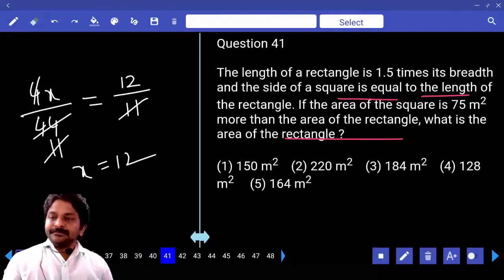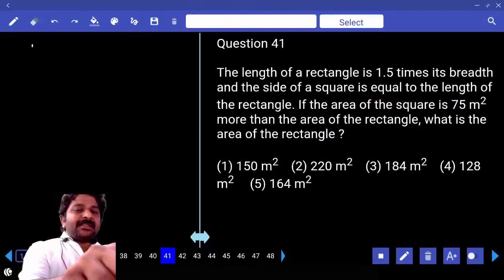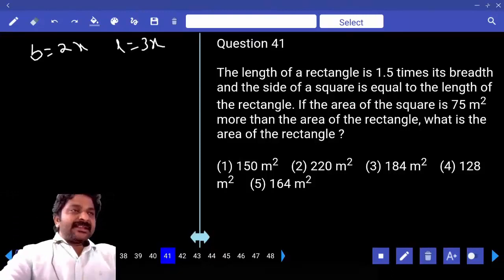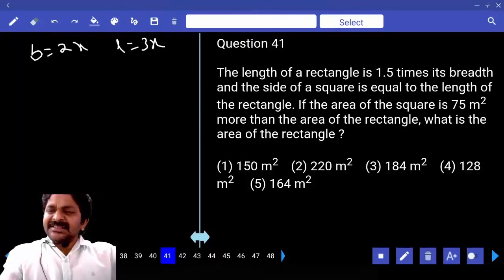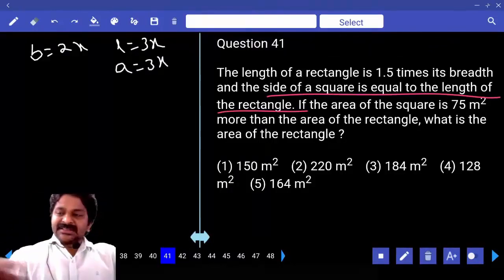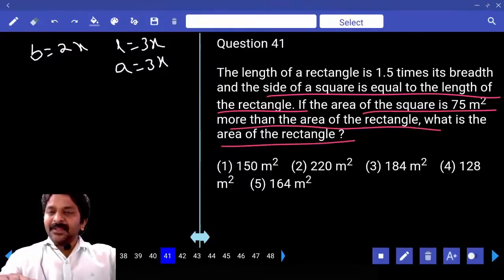The length of the rectangle is 1.5 times the breadth. So if the breadth is equal to 2x, the length becomes 3x, correct? The side of the square is equal to the length of the rectangle, so a is equal to 3x. The area of the square is 75 square meters more than the area of the rectangle. What is the area of the rectangle?